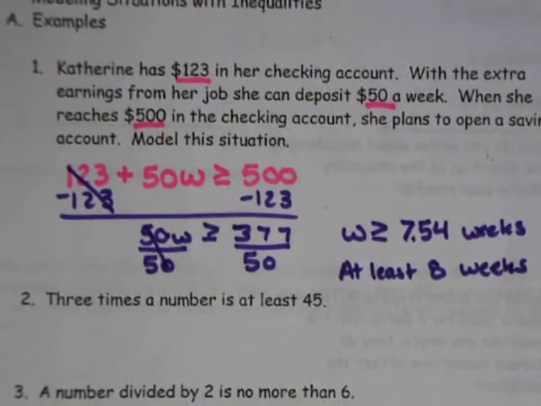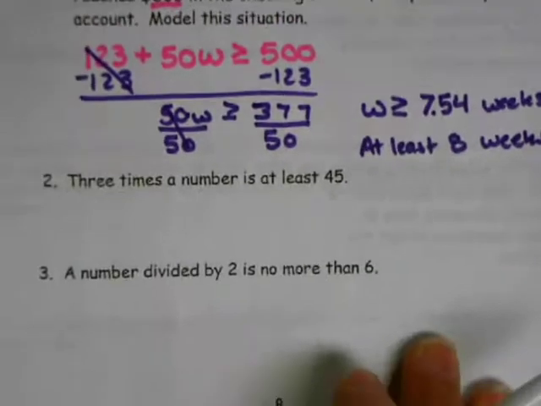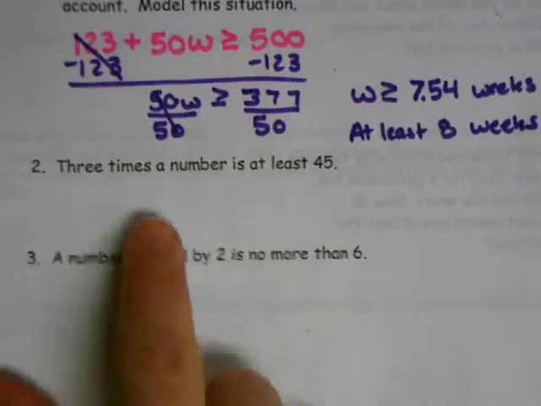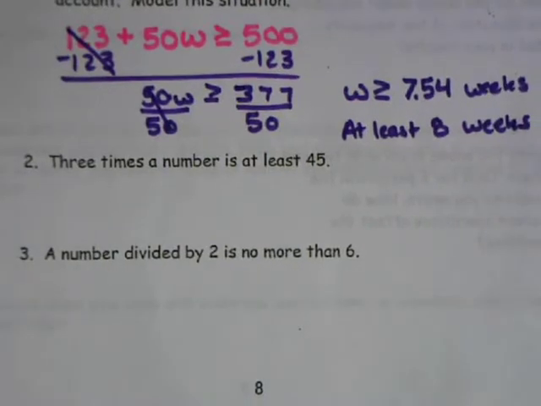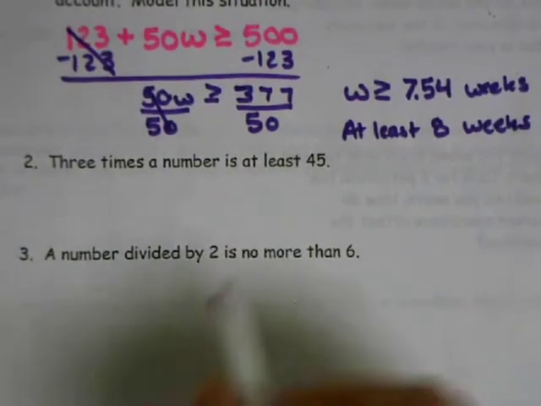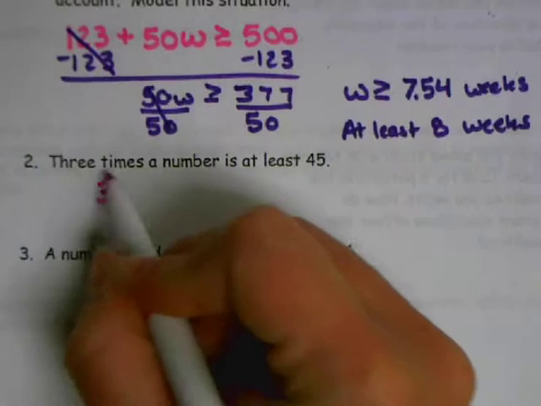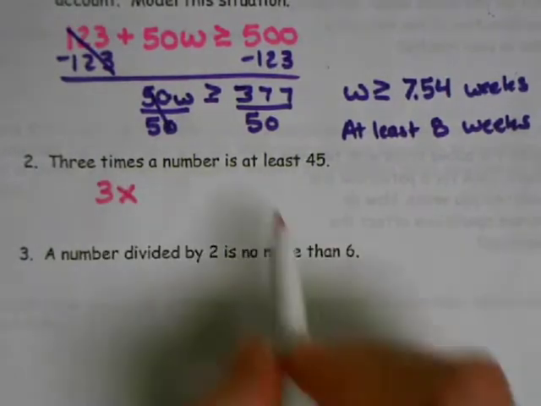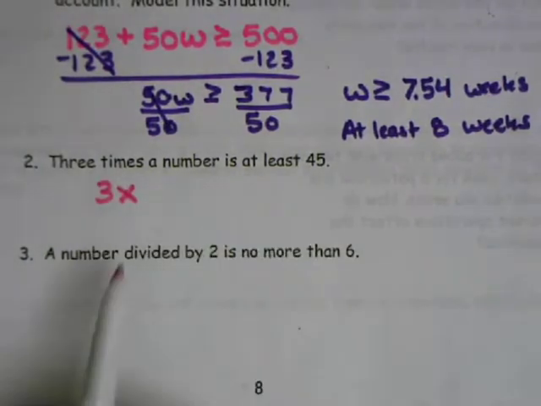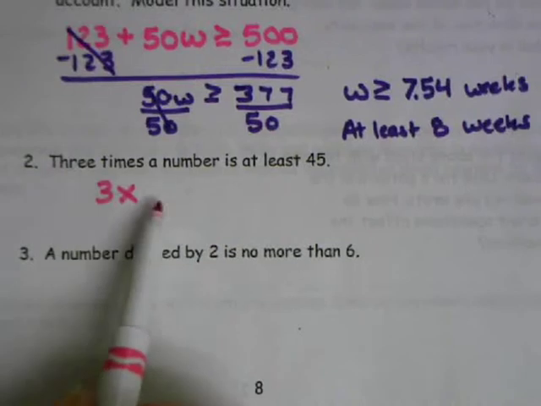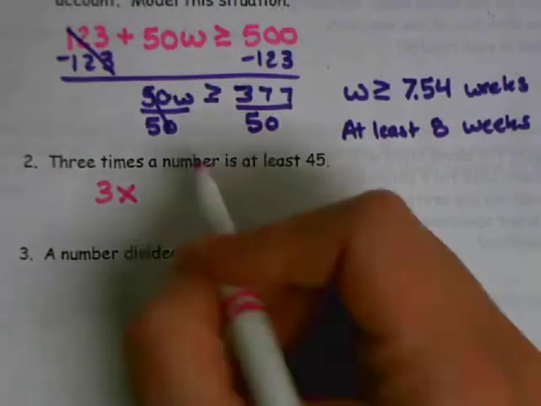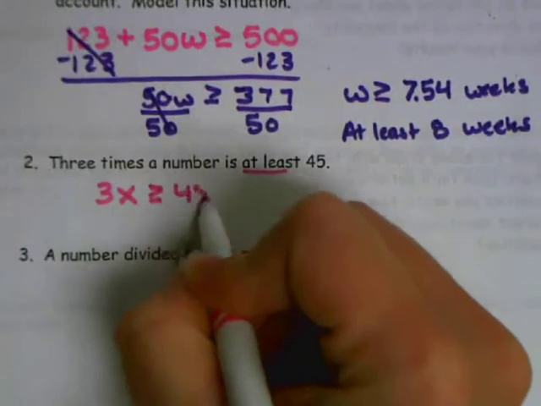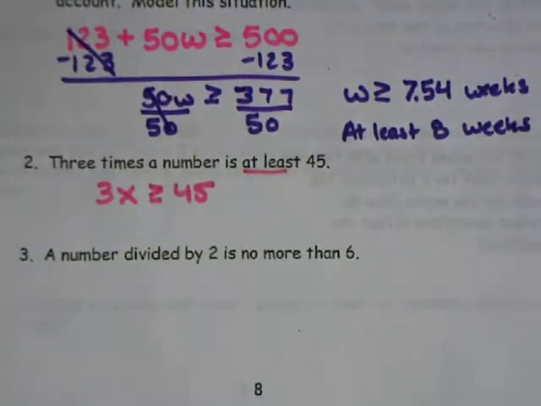What about modeling these situations where it's not necessarily a story problem, just changing mathematical or English words into math symbols? Okay, 3 times a number is at least 45. 3 times a number would be 3x, is at least, meaning it's bigger than or equal to 45. There's that at least. Must be at least 45, greater than or equal to it.